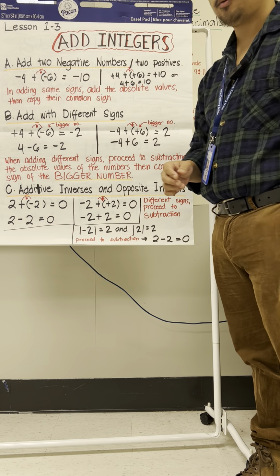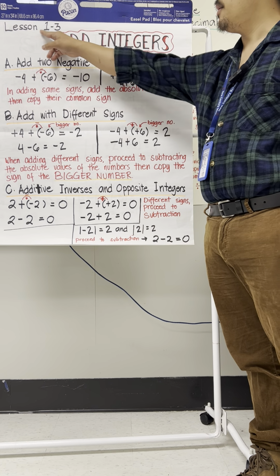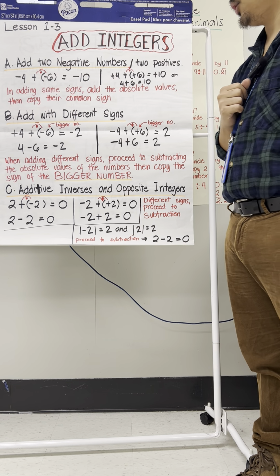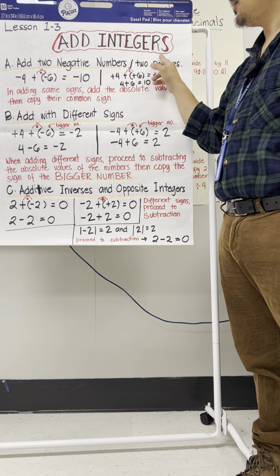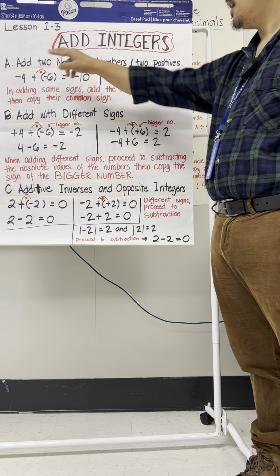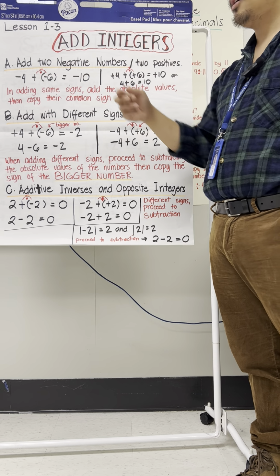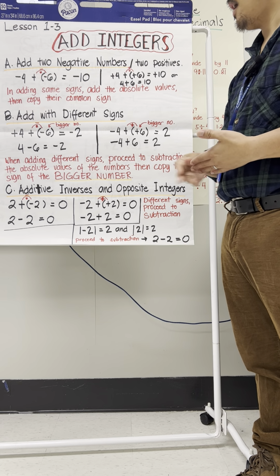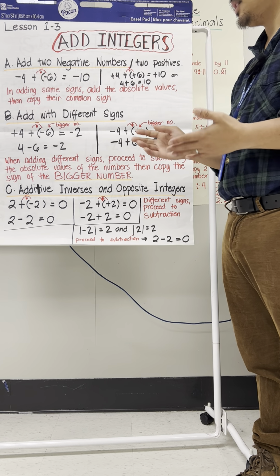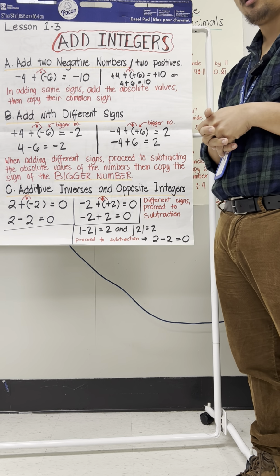Okay, hello class. We will be learning all about lesson 1.3, and that is add integers. Now, there are three basic things that are important in this lesson in adding integers. The first is adding two negative numbers or two positive numbers, or adding integers having the same signs. For the second one, we'll be adding different signs, and for the last, we'll be adding inverses or opposites.